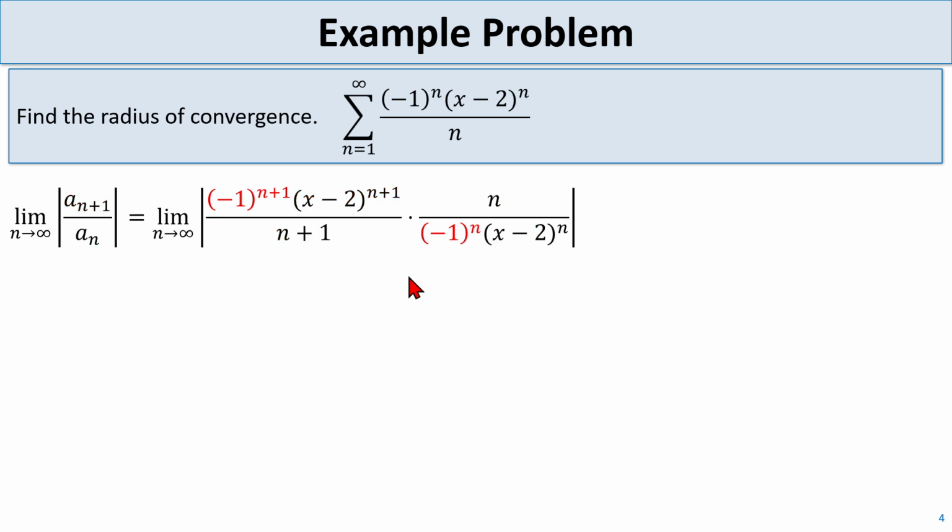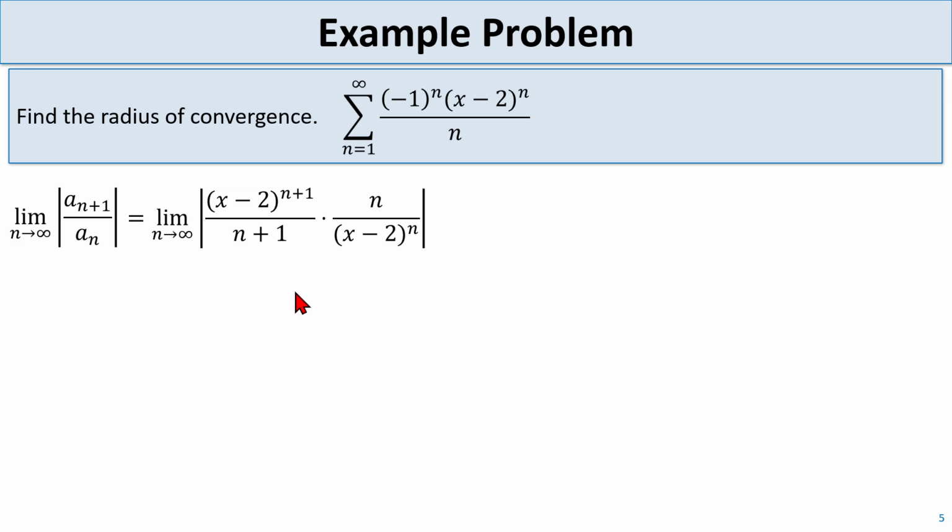So I want to simplify this, and one of the first things I'll do is take a look at the fact that I have some negative 1s to some power. But these negative 1s are inside some absolute values, so whether or not they're negative 1 or positive 1, they're just going to simplify to positive 1 once I take the absolute value. So the absolute value just kills them. Usually I wouldn't even bother writing them.